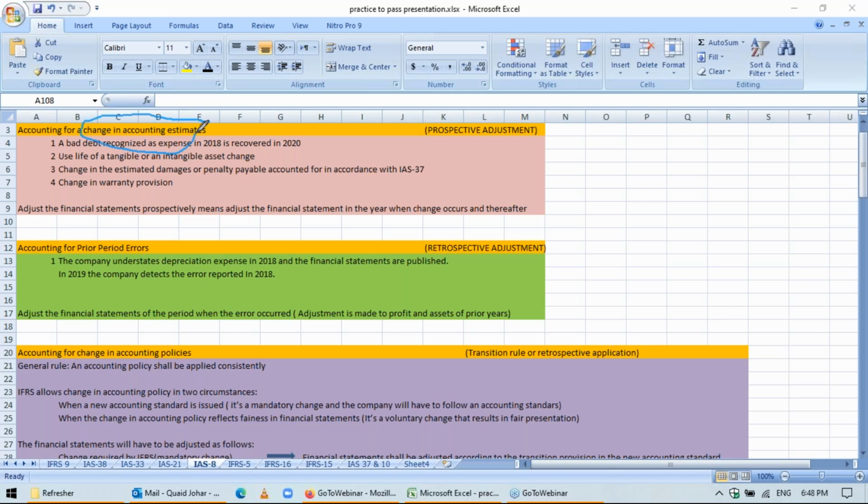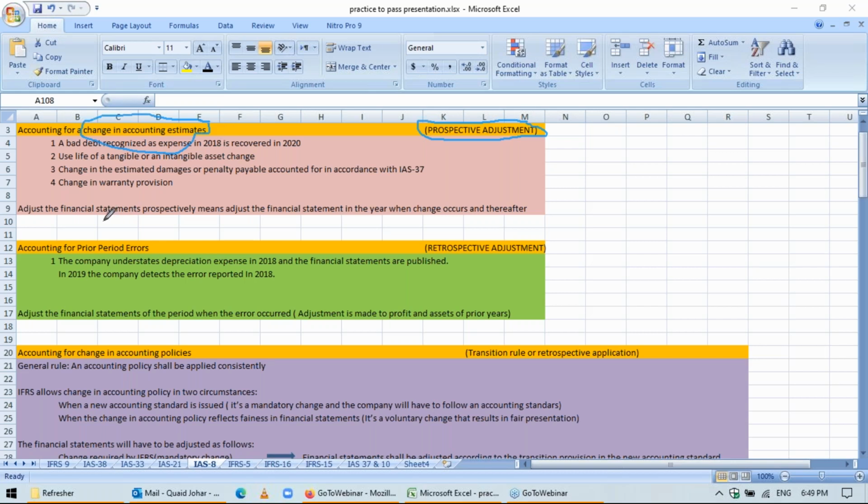If an estimate changes, it will be applied prospectively. Prospectively means from the date when the change takes place. Nothing to do with previous year's profits or retained earnings. Nothing to do with it. It will be applied in the current year. If the change occurs right now, if you notice it today or in the current year, you will apply it from the current year and onwards.